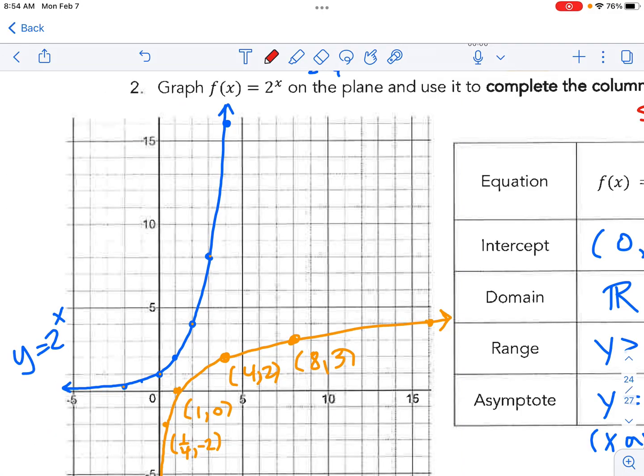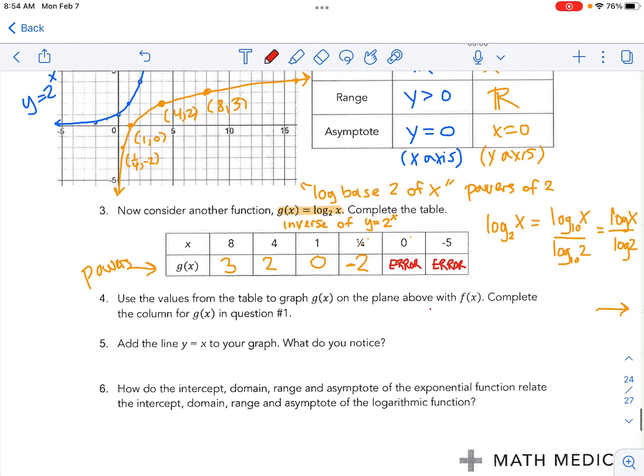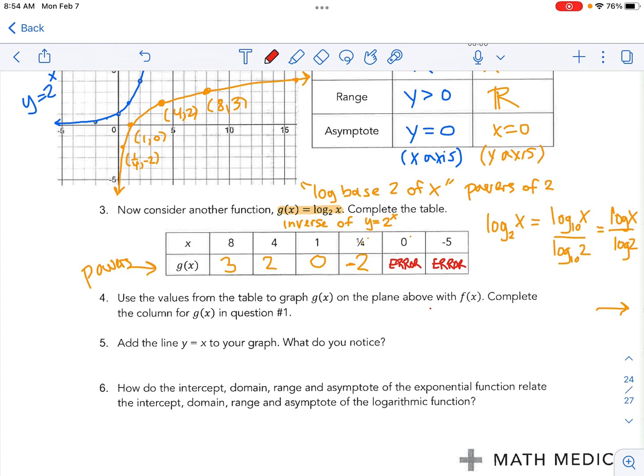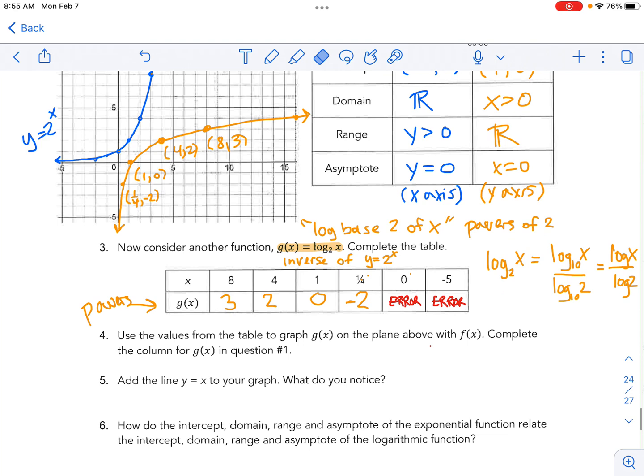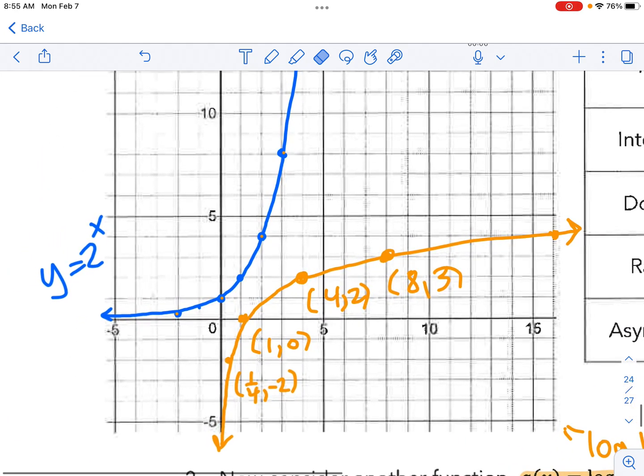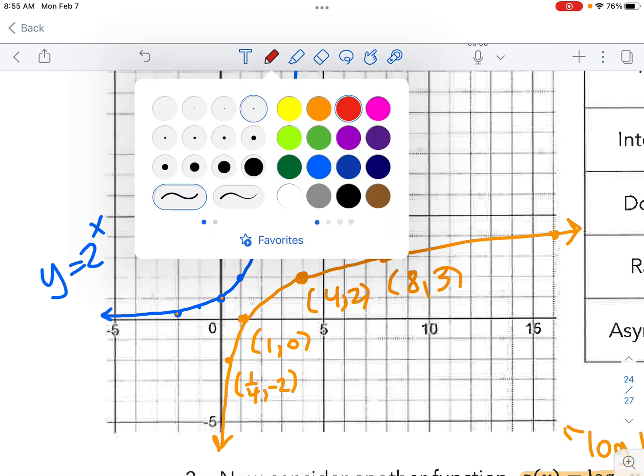So, taking a look at the questions, I think I'm going to make the graphing calculator go away. There we go. Taking a look at these follow-up questions here. It says use the values from the table, the graph on the plane above with f of x, and complete the column for g of x in question 1. So we did that. Add the line y equals x to our graph. So we talked about that.